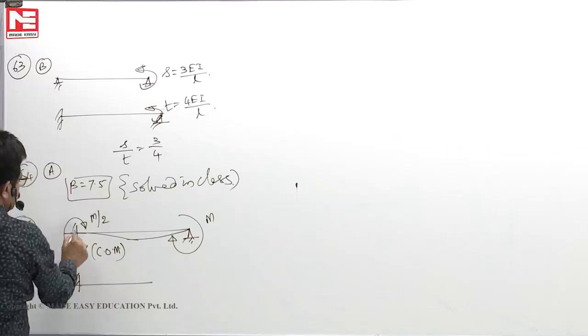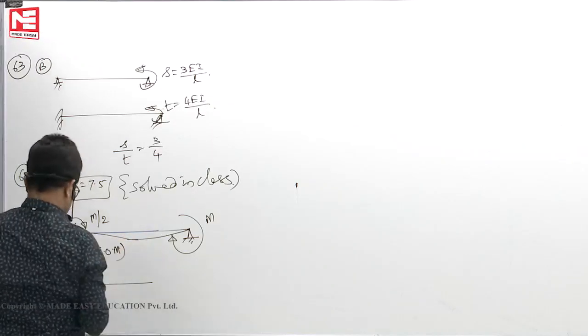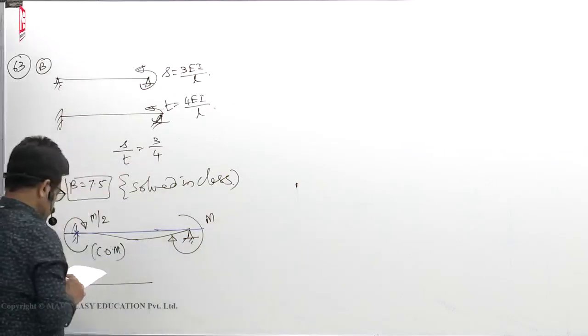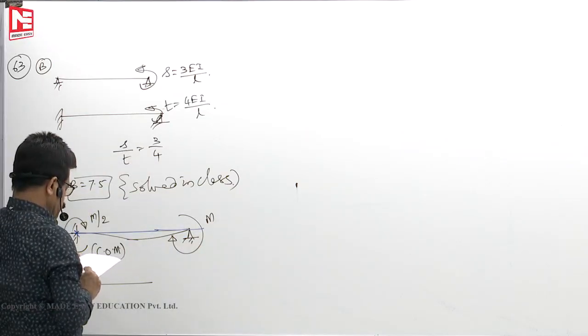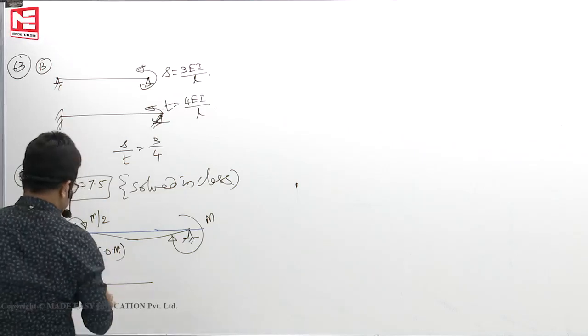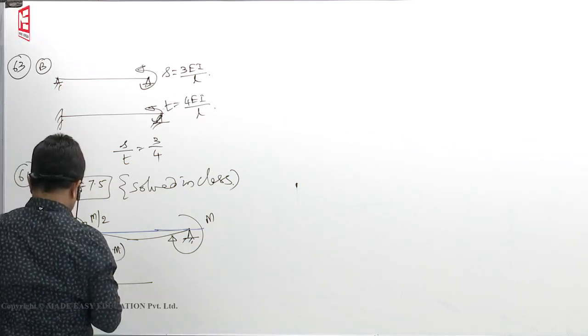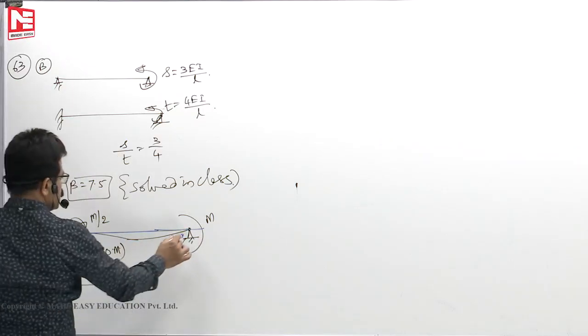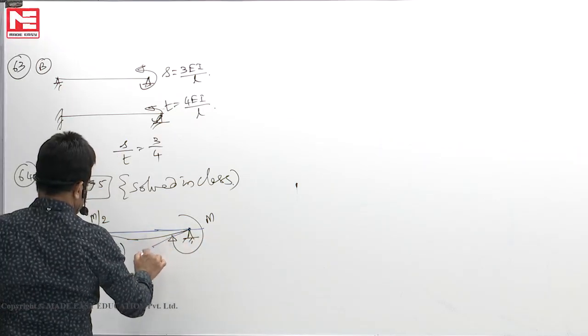A tangent at the fixed end must pass through the hinged end, correct? That is, the moment of area of the total bend moment diagram about the hinged end must be equal to 0. So, this is what you have drawn.